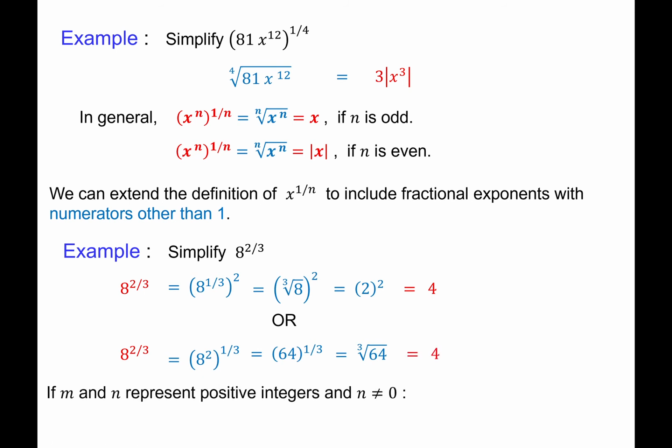If m and n represent positive integers and n is not equal to 0, then x to the m/n is equal to, obviously, the denominator is the root and the power is the m. Or we have the nth root of x to the m, and then you can raise it to a power on the outside. Either way it works. The denominator becomes the index of the root, obviously.